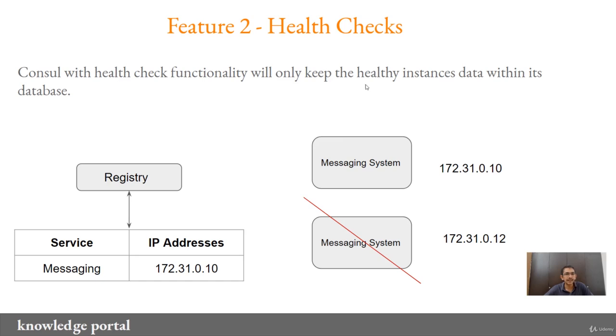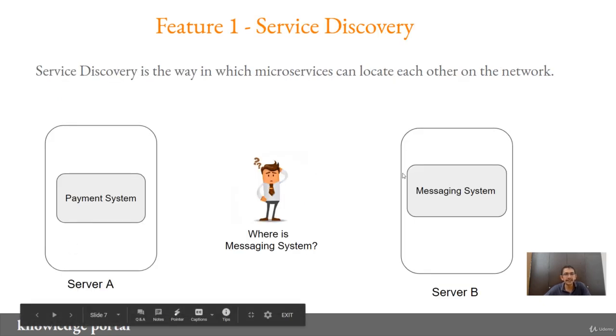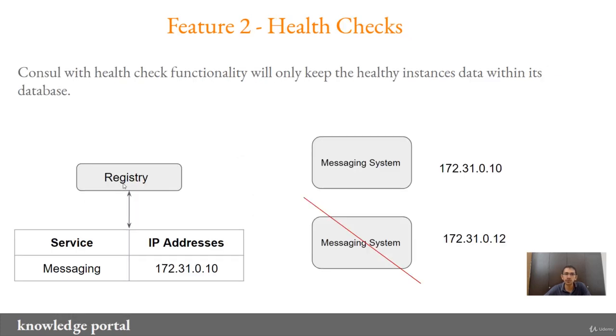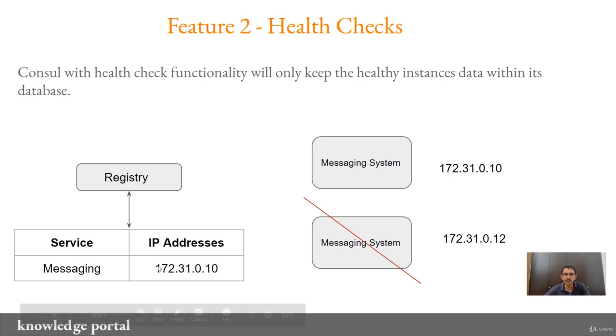What Consul does is maintain a central registry which has the IP address and the port information of all of the services. So assuming that the payment service wants to communicate with the messaging system, payment can send a request to Consul. Consul will immediately give the IP address and the port number associated with the messaging service. So this becomes much easier.